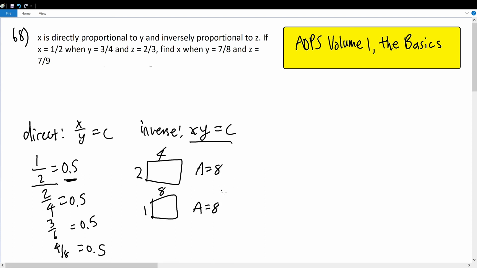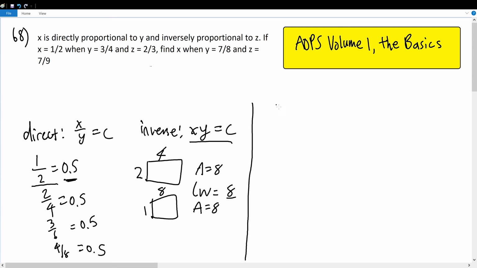You see here that the product of the length and width, the area of the rectangle, always remains a constant of 8, meaning that the length and width are inversely proportional to one another within a rectangle, which is true. So with this understanding, we can begin to solve this question.